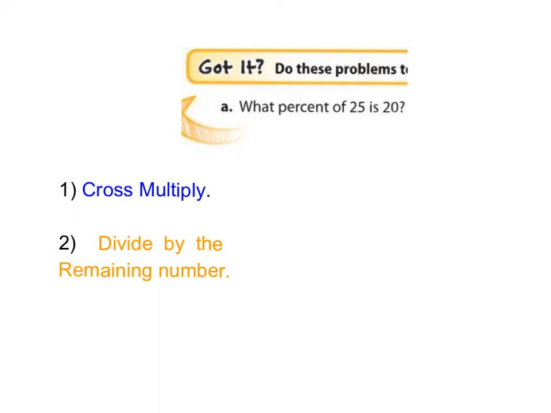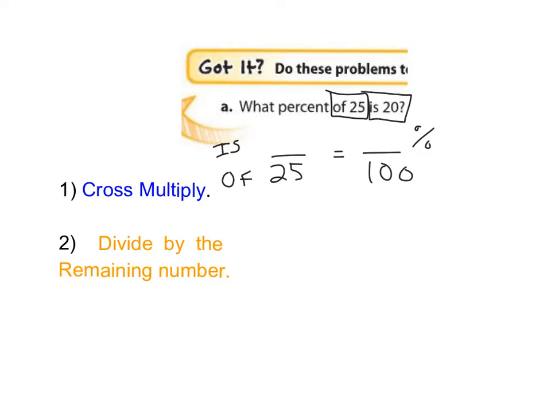Okay, first we have to set up the percent proportion. We can see that the word of is in front of the number 25, so the of number is 25. The word is in front of the number 20, so 20 is the is number. And they are asking what's the percent number. So we're going to use the letter P to represent the unknown percent.